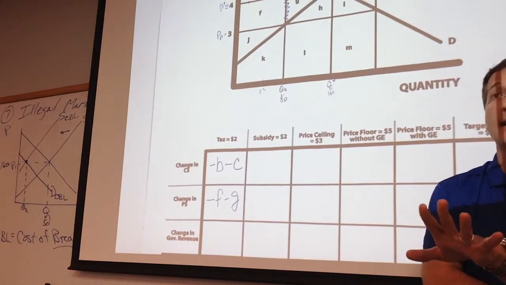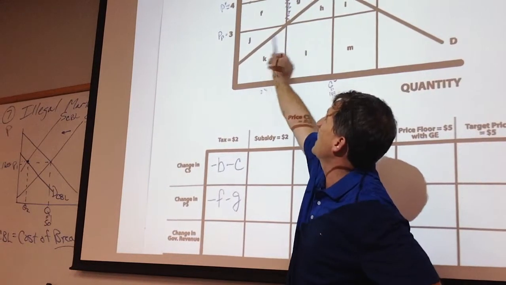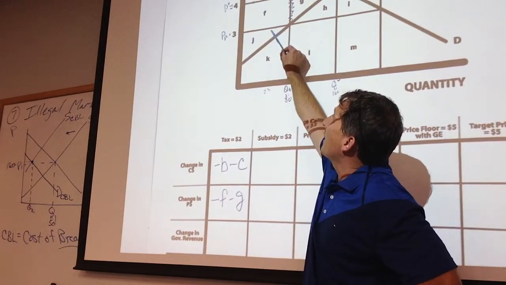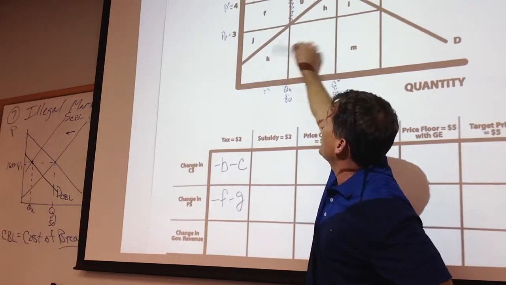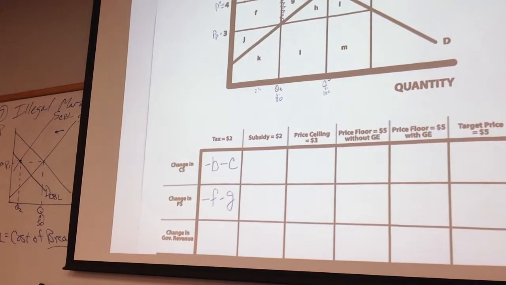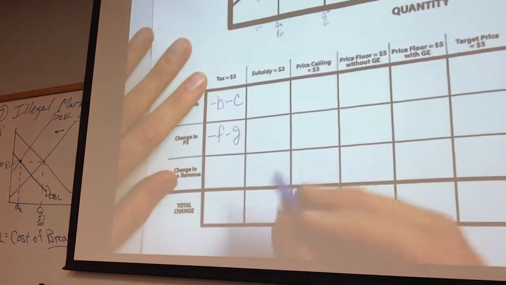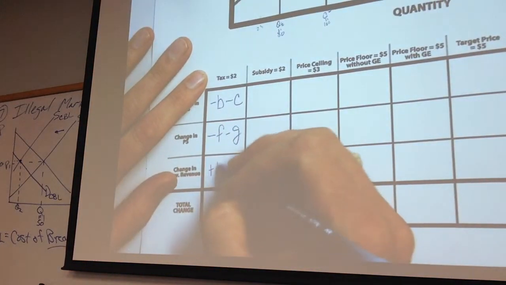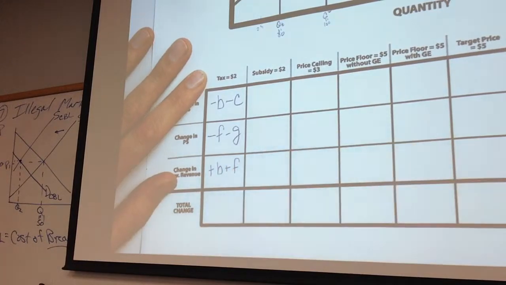B and F, right? So the tax revenue, like we did last time, was B and F. Again, we could do $2 times 80 would be $160, but it's areas B and F if we stick to areas. All right, so area B plus F.